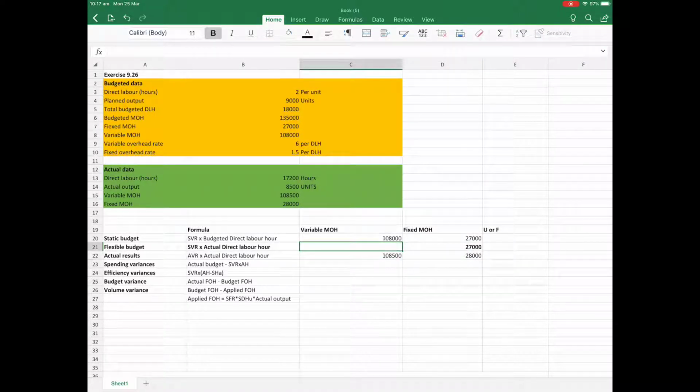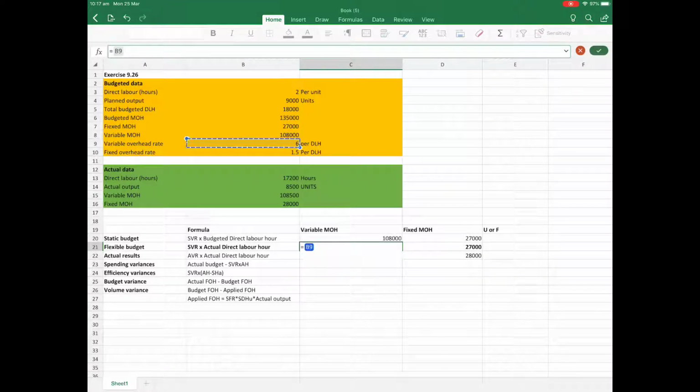Now for the flexible budget variable overhead, we want to see, given the standard variable rate and adjusting for the actual amount of allocation base, how much it will be. The allocation base here is the direct labor hours. So we take the standard variable rate of $6 per hour and multiply it by the actual direct labor hours, which is this amount.